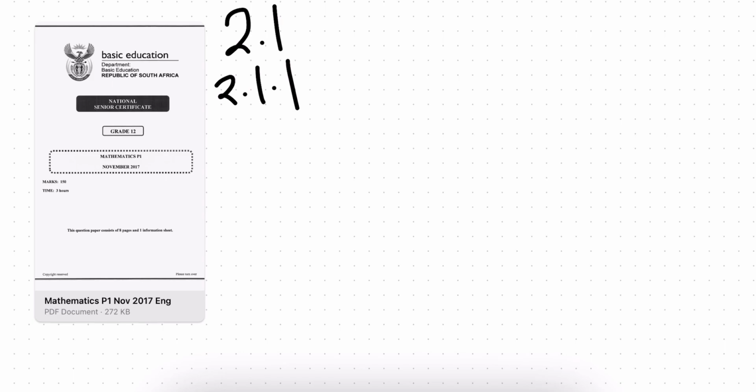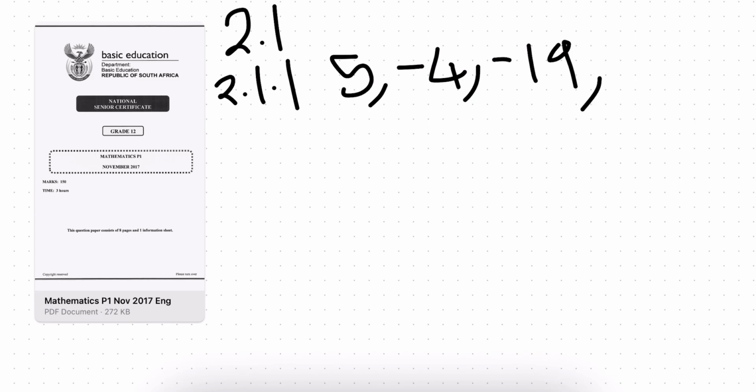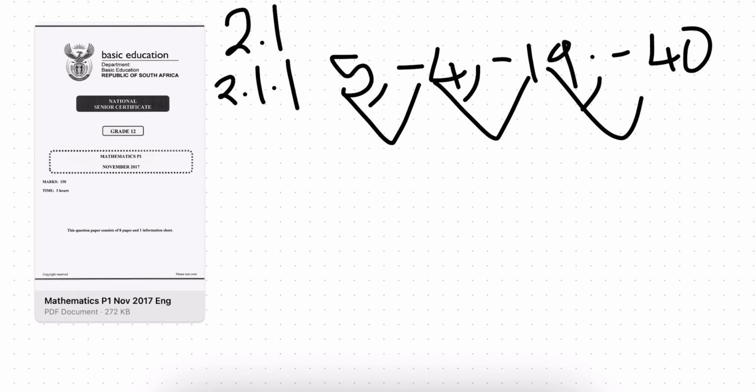It says 5, minus 4, minus 19, and minus 40. Okay, cool. So you have to determine a difference between this one and this one, this one and this one, and this one and this one. So how do you determine the difference?